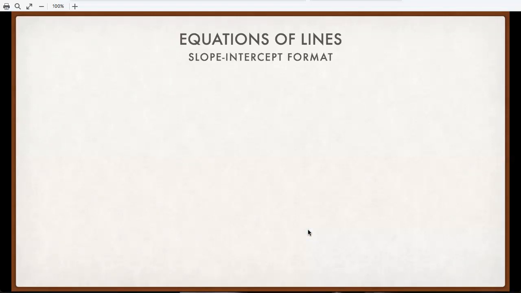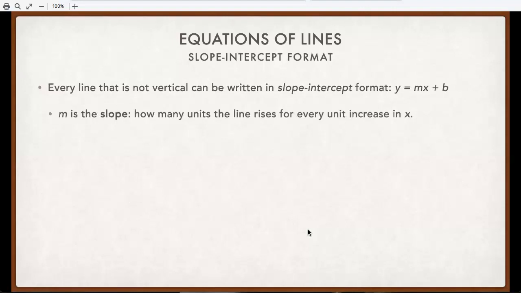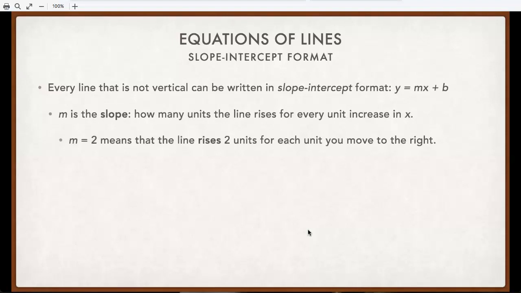When we are writing the equations for lines, we always want to put them into slope-intercept format. Slope-intercept format can be used for any line that is not vertical. Vertical lines are the only ones you can't do with this. And it's y equals mx plus b, where m is our slope. That is how many units the line rises for every unit increase in x.